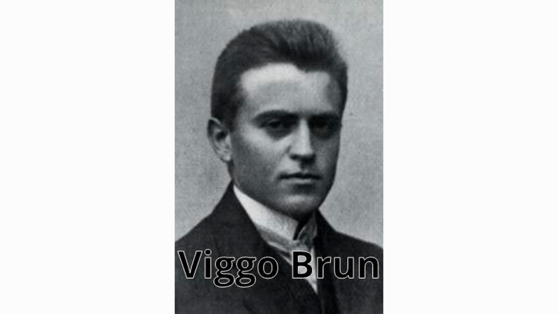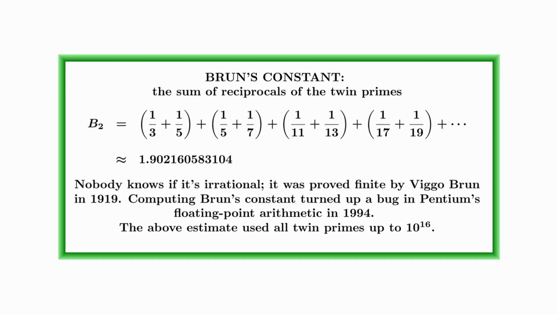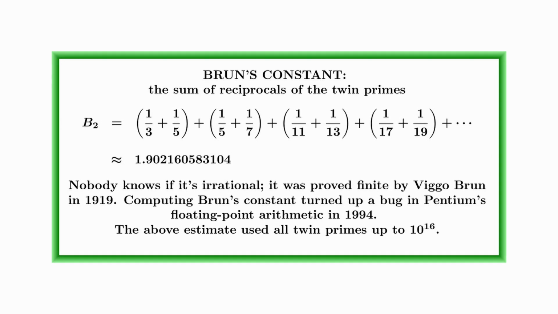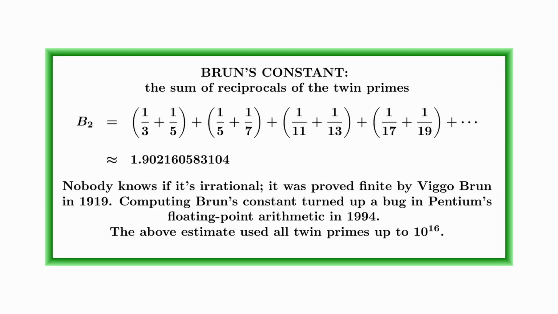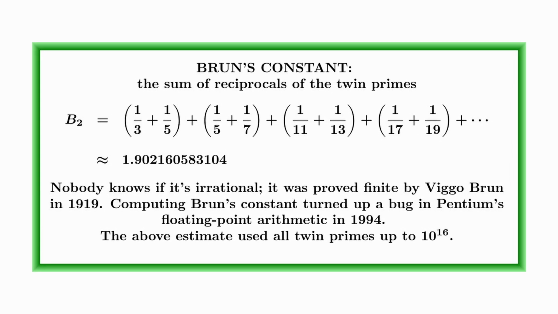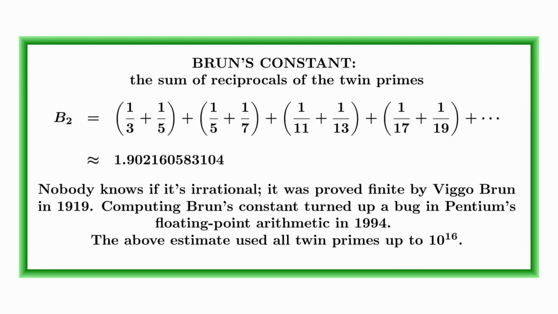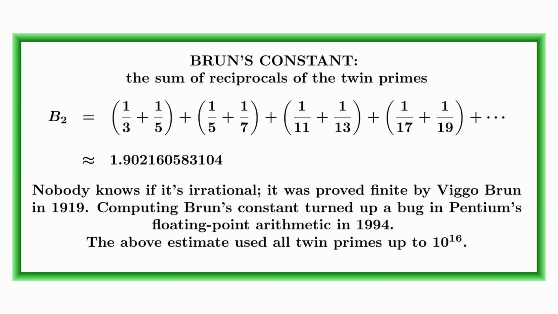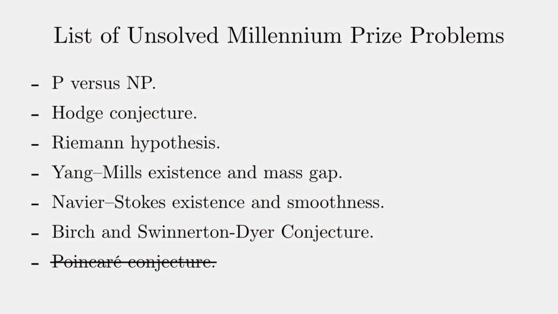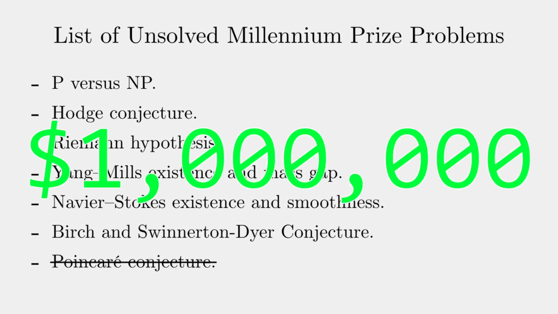Little progress was made on this until 1919, when Viggo Brun showed that the sum of the reciprocals of all of the infinitely many twin primes converges to a constant, currently known as Brun's constant. This constant, after using the twin primes up to 2 times 10 to the 16, has been approximated to be 1.9021605, and then it just goes on, and could be used to help progress the Riemann hypothesis, which is one of the Millennium Problems. The Millennium Problems are some math problems proposed in 2000 by the Clay Mathematics Institute, and if someone solves one of them, they are granted $1 million from the institute.